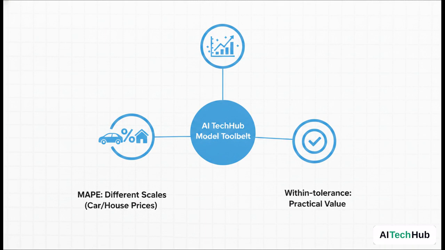Well, R² would give the firm a sense of overall fit across the entire data set of houses. MAPE becomes absolutely essential the moment the firm wants to compare the accuracy of this home price model against, say, an entirely different asset class like commercial buildings. And within tolerance accuracy, that's what you actually take to the real estate agents to show them exactly how often the algorithm is close enough to use in a live client negotiation.